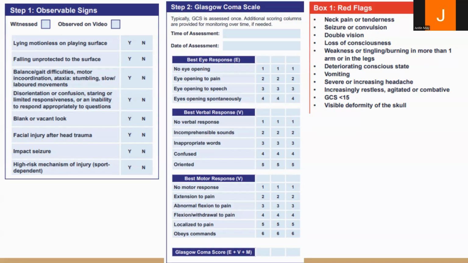We also have the Glasgow Coma Scale. For this, we're looking at best eye response, verbal response, and motor response. For eye response, we're going to grade it on a scale of 1 to 4, with no eye opening being the 1 and eyes opening spontaneously being a 4.